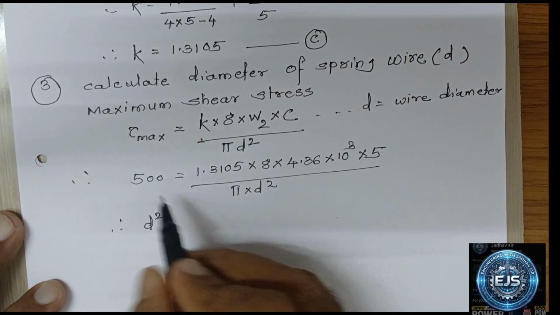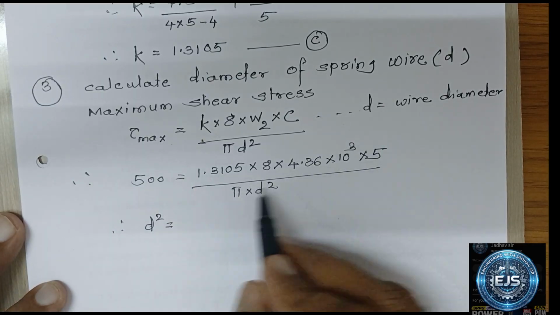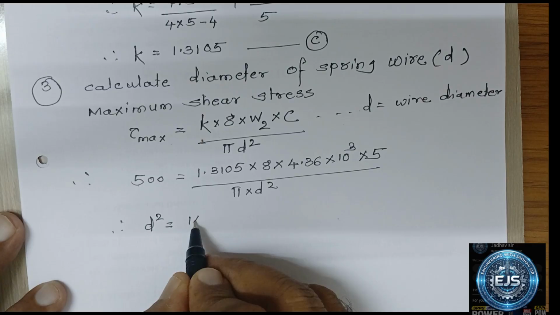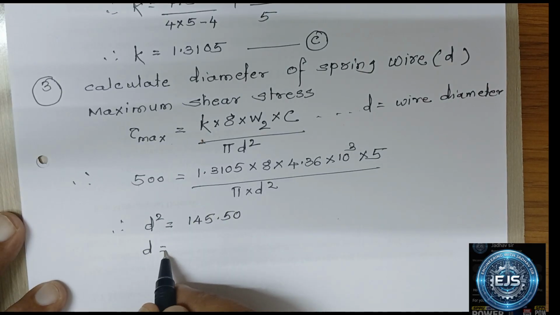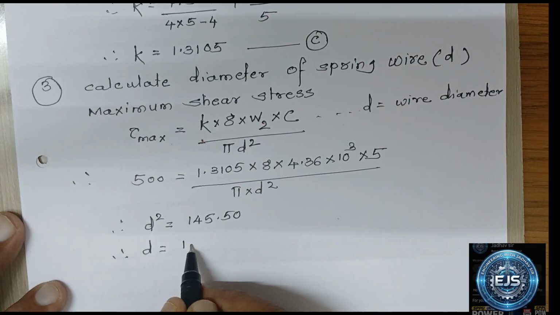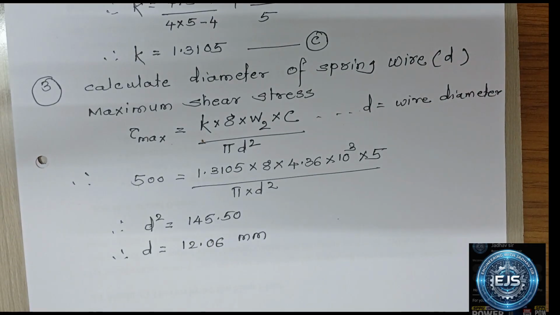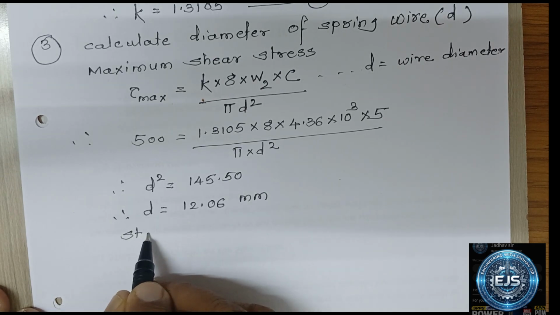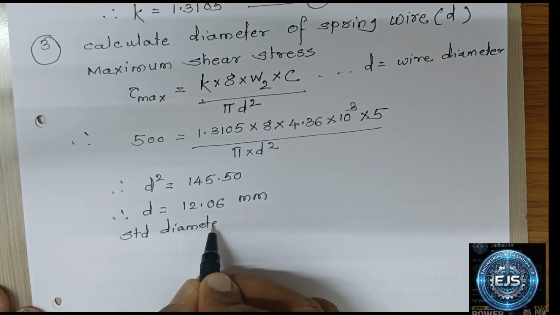d square का वैल्यू आएगा, ये 500 यहाँ डिवाइड करेंगे, d square इज इक्वल टू ये पूरा न्यूमरेटर का टर्म डिवाइड बाय पाई इंटू 500. तो d square का वैल्यू आ रहा है 145.50. तो टेकिंग स्क्वायर रूट ऑफ दिस वैल्यू, सो वी गेट वायर डायमीटर एज 12.06 mm. तो 12.06 ये स्टैंडर्ड डायमीटर नहीं है, तो स्टैंडर्ड डायमीटर है 12 mm. सो स्टैंडर्ड डायमीटर ऑफ द वायर, this is our first answer for this problem.